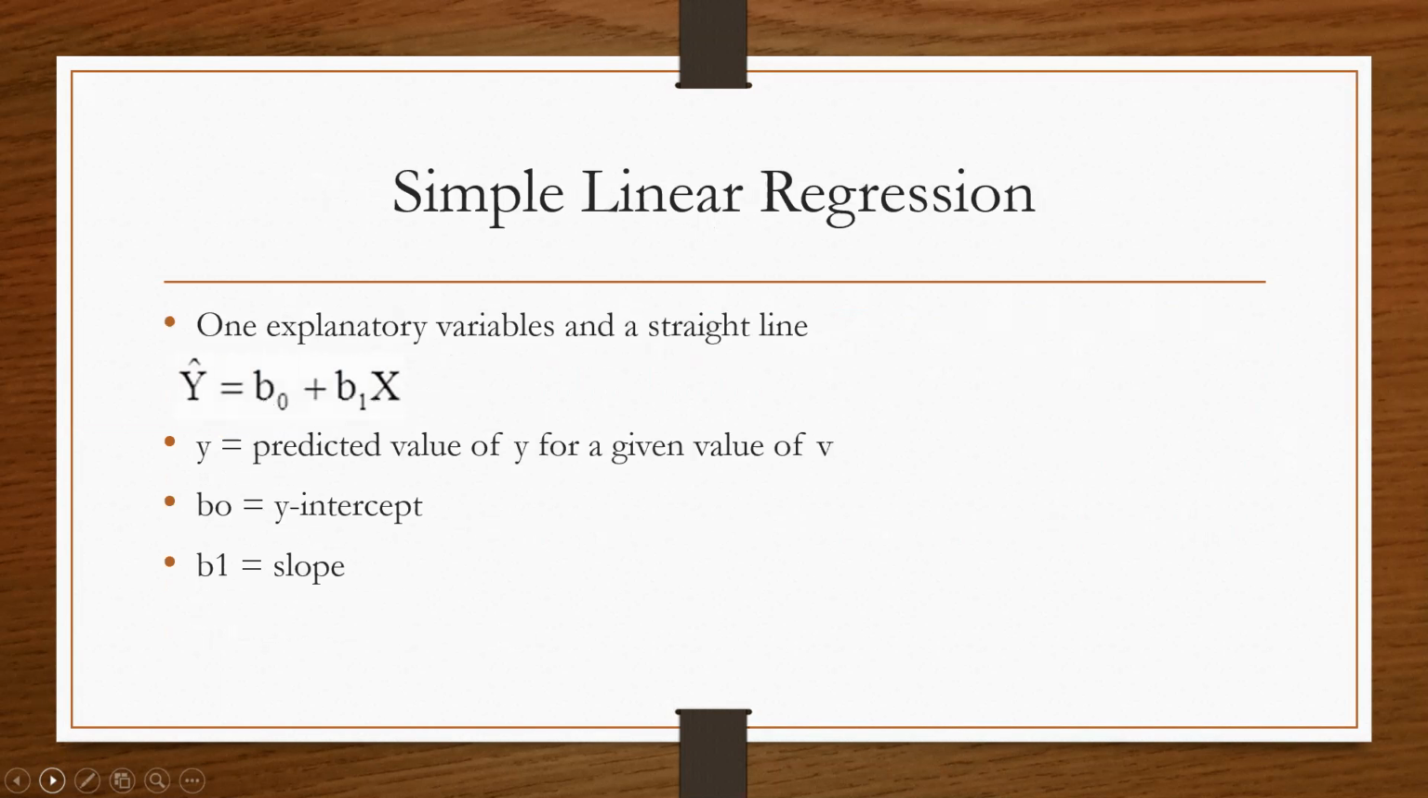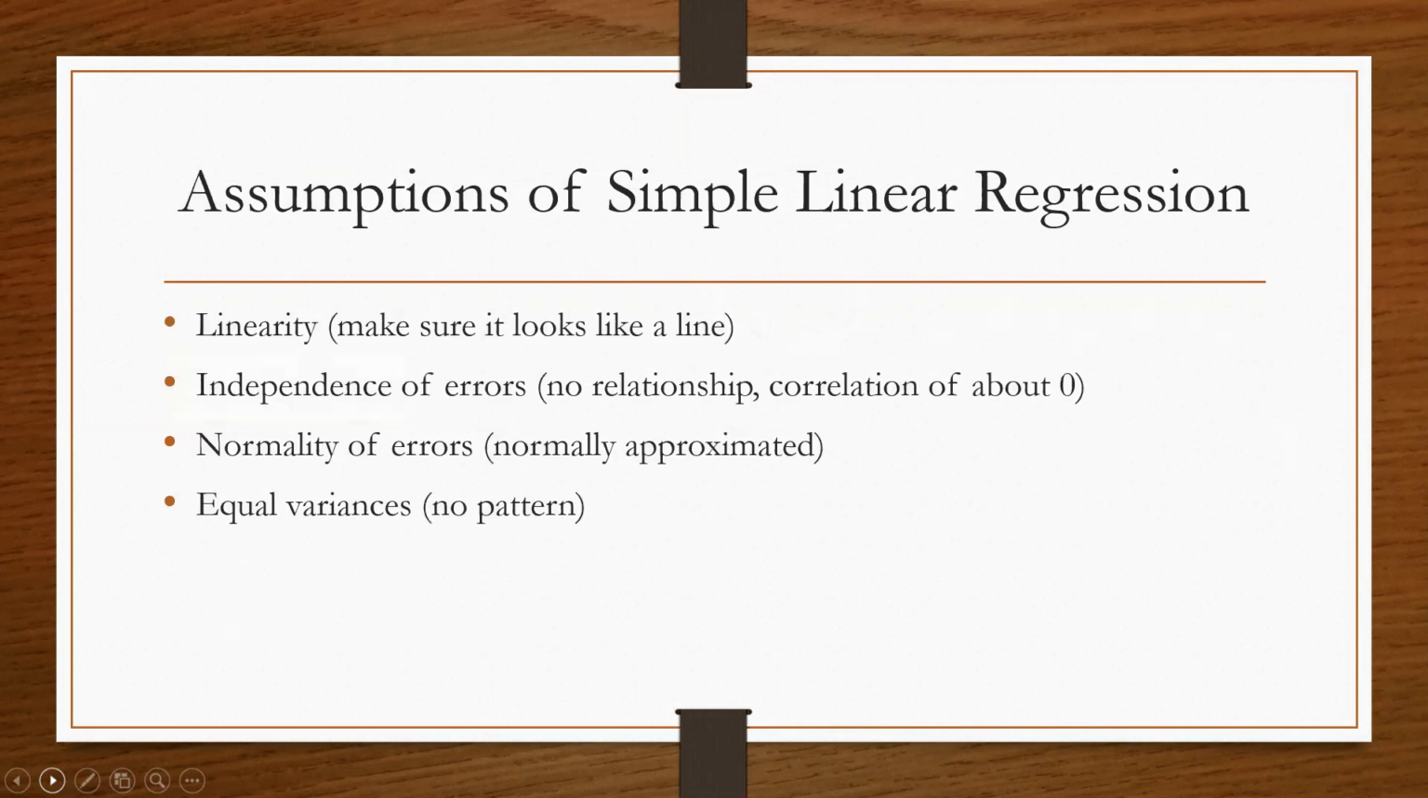So for simple linear regression, we already talked about this before. You basically use it for one explanatory variable and a straight line. With it, you can predict a value if you know the other, like if you know the slope and everything. As we said before, it's similar to your basic algebra of y equals mx plus b. Your y hat is the predicted value of y for any given value of x. Your b sub 0 is the y-intercept, and your b sub 1 is your slope.